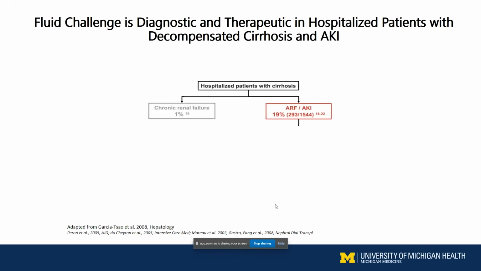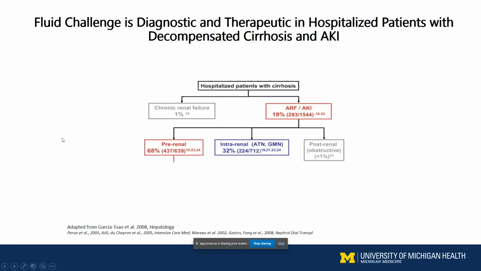So the fluid challenge, again, is a diagnostic as well as therapeutic option. Mainly, this is an older graph, published in 2008, adapted from Dr. Garcia-Tsao's review. In the hospitalized patient, the incidence of acute kidney injury was around 20%. 19% were AKI, and 1% were chronic renal failure. Of these, 2/3 had pre-renal etiology, 32% had intrarenal, and less than 1% had post-obstructive etiology of acute kidney injury.